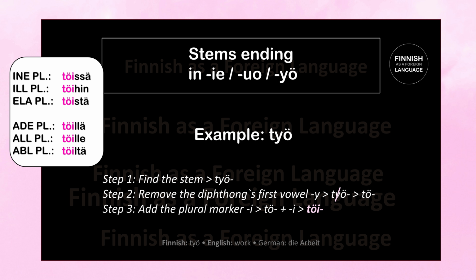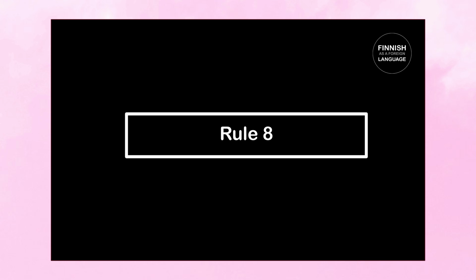Inessive plural is oissa. Illative plural is oihin. Elative plural is oista. Adessive plural is oilla. Allative plural is oille. And ablative plural is oilta. Next one, rule number 8.